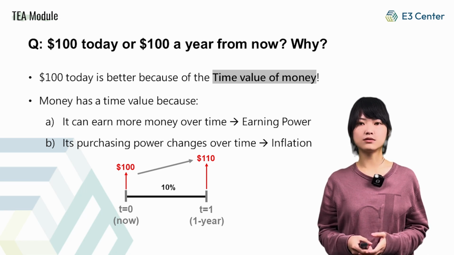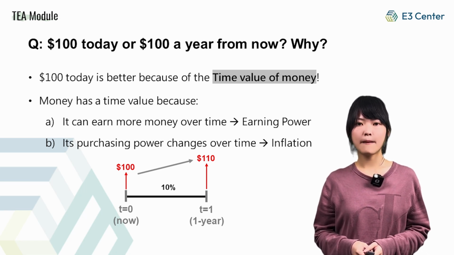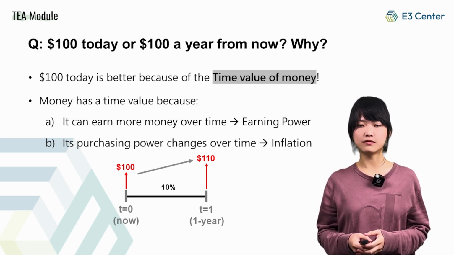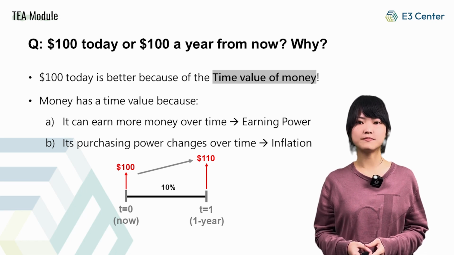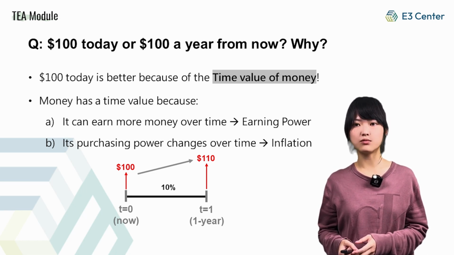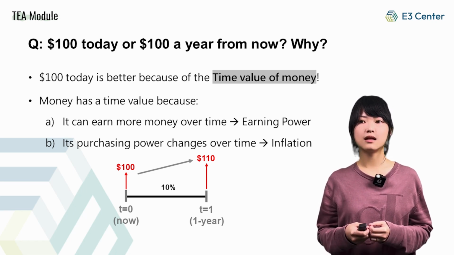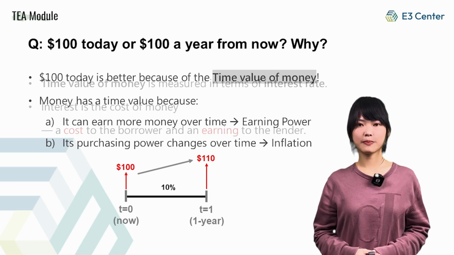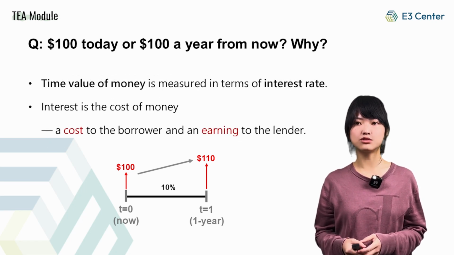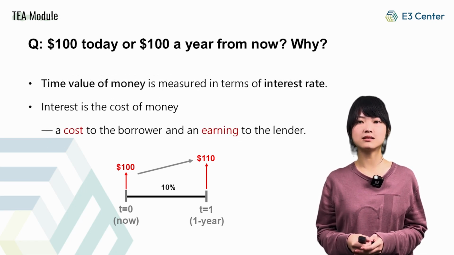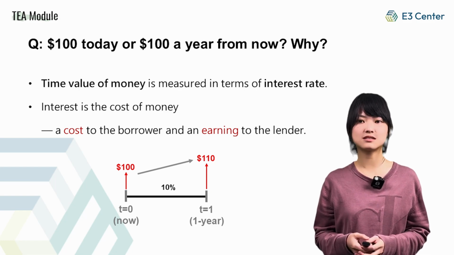The second is because of the inflation impact. Money loses value over time due to inflation. So $100 today will likely buy you more than $100 next year. Understanding it means you can better prepare to make smart financial choices.